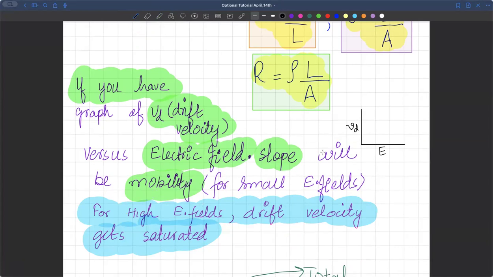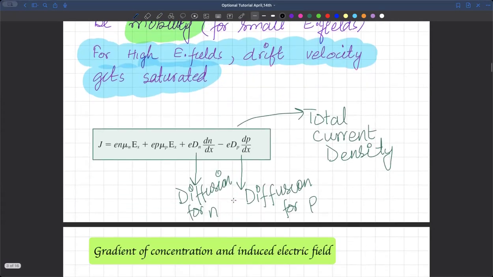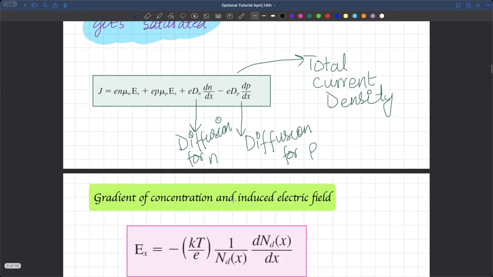Okay, that's what we know. That's how we define the mobility, Vd over E, how fast that carrier is going to move under the effect of the electric field. For small electric fields, this assumption is for small electric fields. For higher electric fields, this Vd gets saturated. Let's keep that in mind.